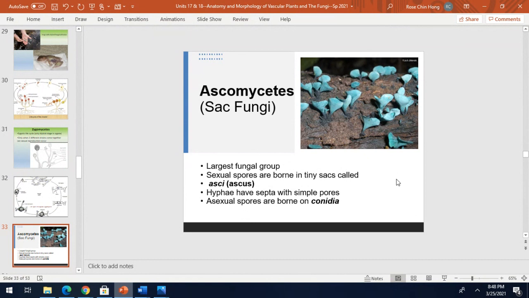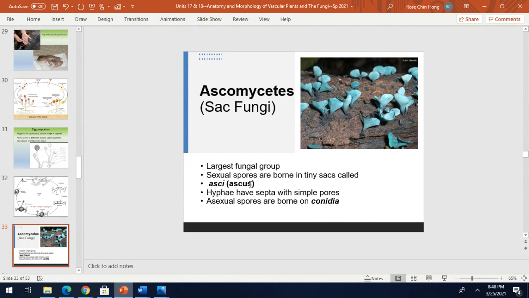So what we have here is the other group of fungi, which is called ascomycetes. These are the sac fungi. Okay, so now they're called cup. Asco means cup also, C-U-P, like in a cup. So you can see these are cup-like. Now, this is the largest fungal group. And they do have sexual spores, which are born in these tiny sacs that are called asci.